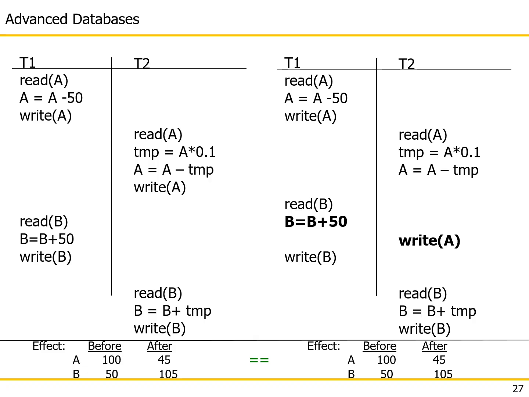Now, here is another variation of a schedule. Let's quickly glance at the bottom right, and you can see that the output is 45 and 105. So, okay, I'm happy. This is actually a good interleaving. If you look at why it's a good interleaving, the context switch happened after B equal to B plus 50, to enable me to do in T2 write A, and then a context switch happens again to write B, and then a context switch happens again to read B in T2, but then I'm reading the new value of B, so everything works as expected.